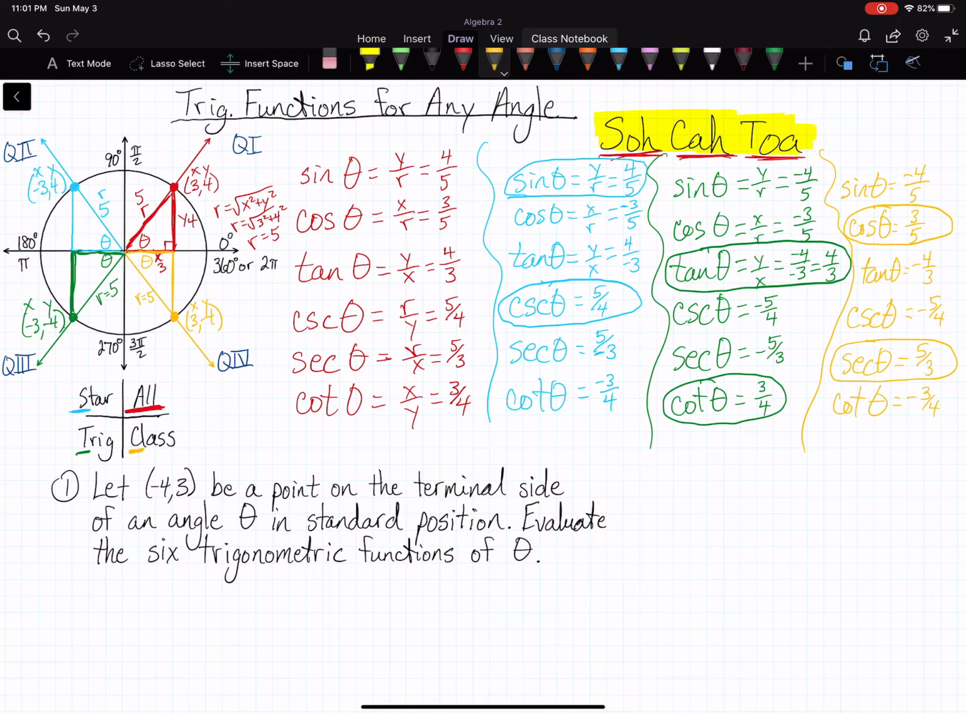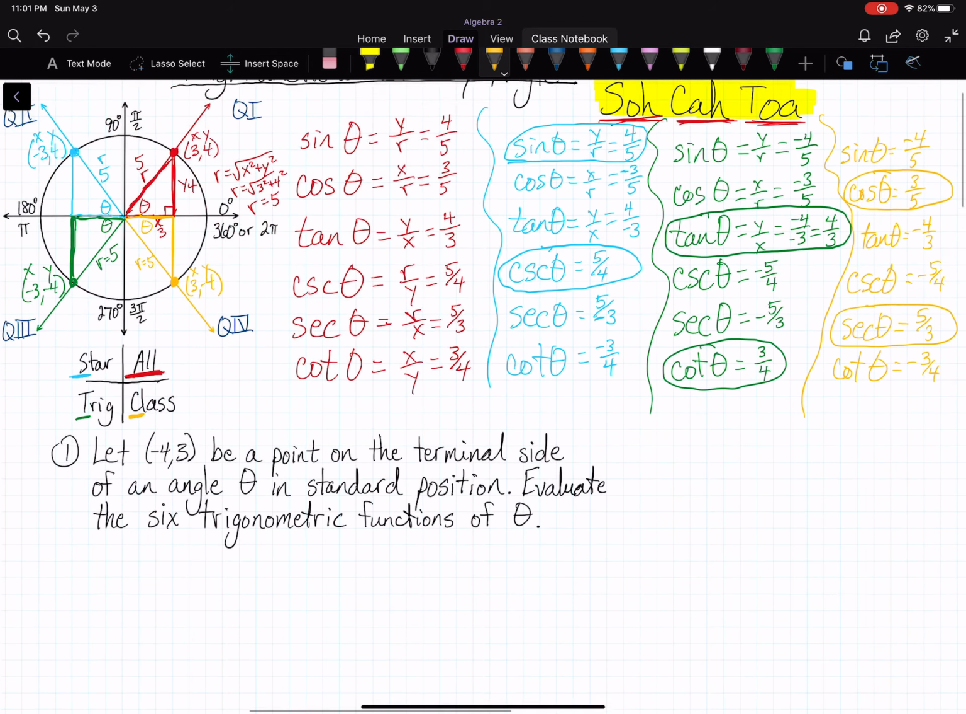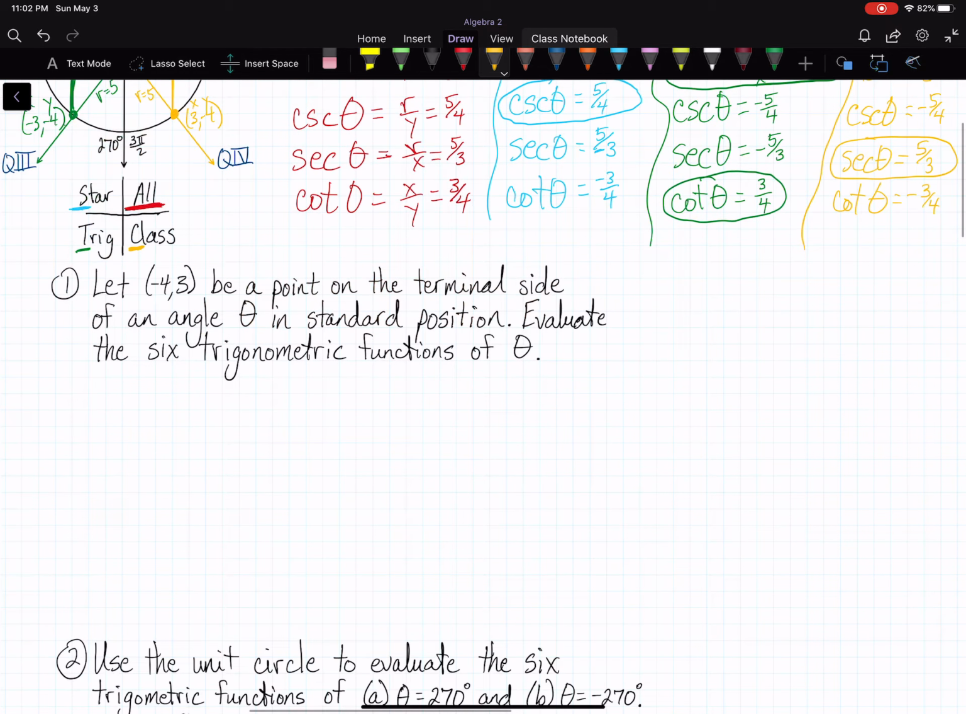Okay? So if you're doing, let's say number 1 here, this saves you a little time because you don't have to draw out the triangle. You just have to remember, okay, how do I get r? I know x is -4 and I know y is 3 because it says let -4, 3 be a point on the terminal side of an angle theta in standard position. That just means it's in the coordinate plane. Evaluate the 6 functions of theta.